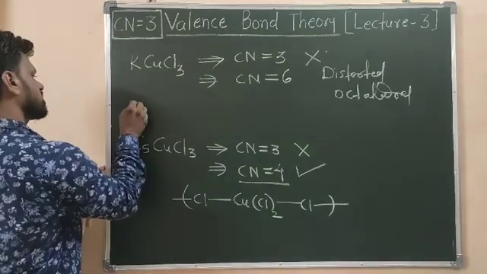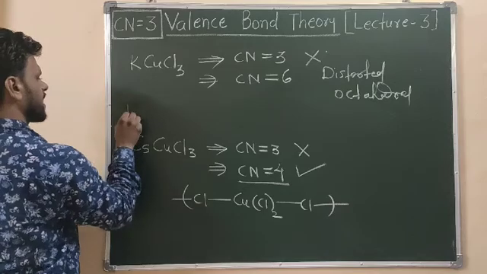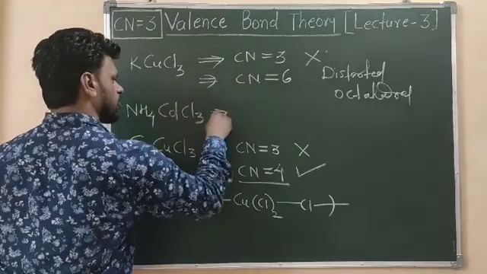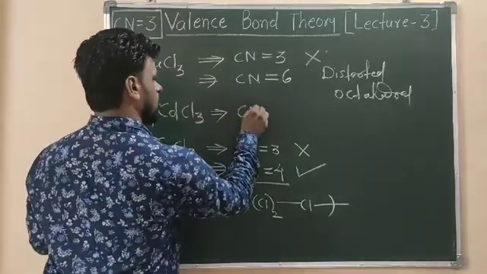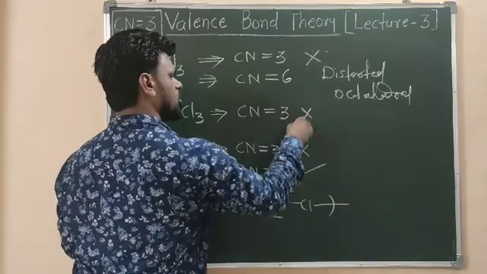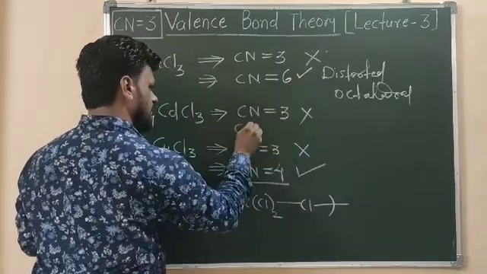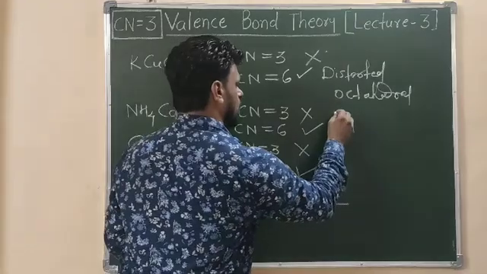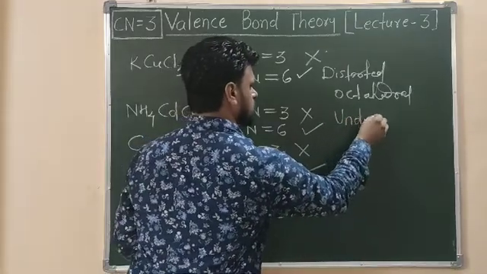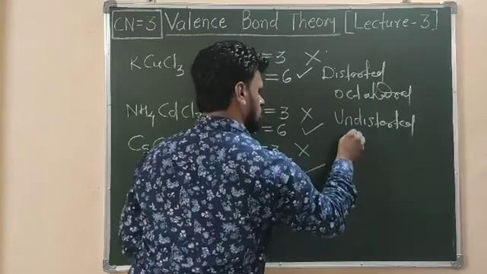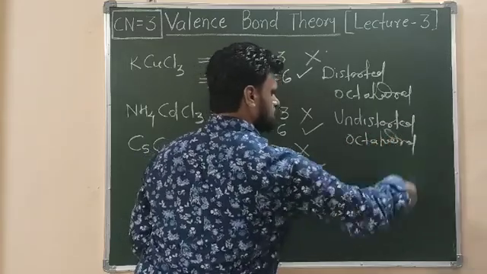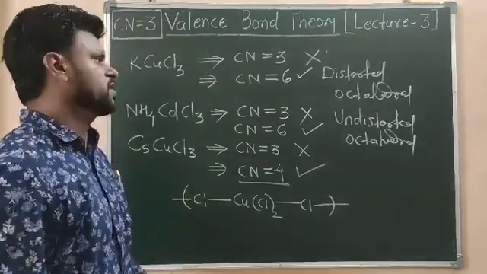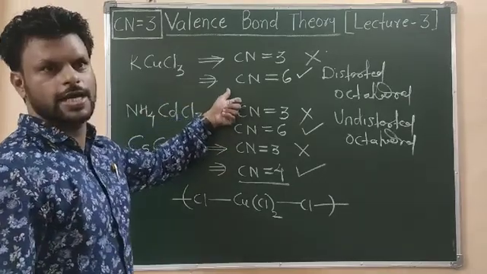Now moving further, let's take another example. Ammonium cadmium chloride complex. From the stoichiometry, you will say this is coordination number 3. Again, this is wrong. Here, as earlier, coordination number 6 is the right answer. And this is undistorted. Distortion is very little here, an undistorted octahedral complex. The point I am trying to make is that you must have knowledge of the structure information when we are discussing the chemistry of coordination compounds.